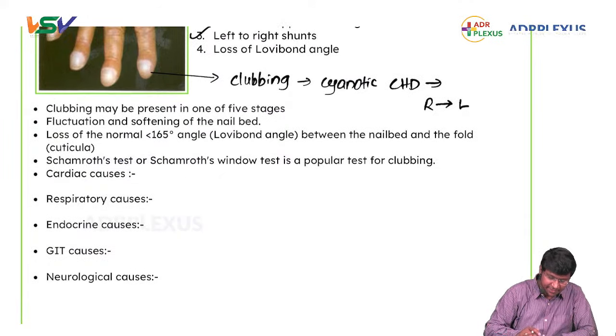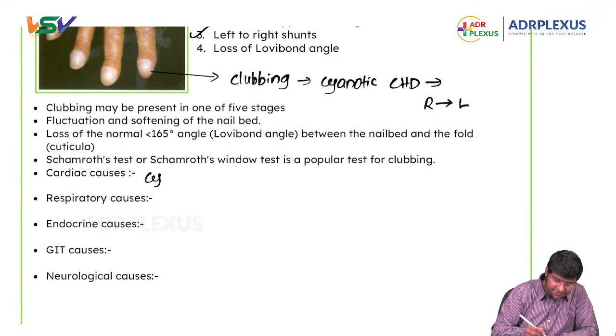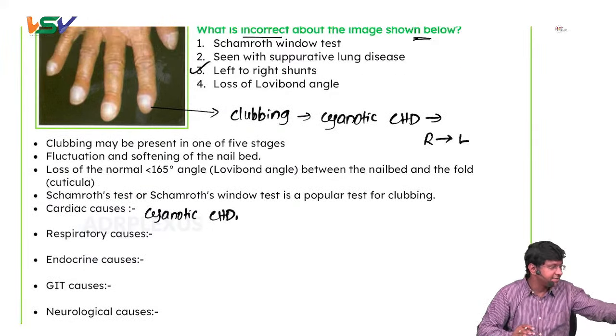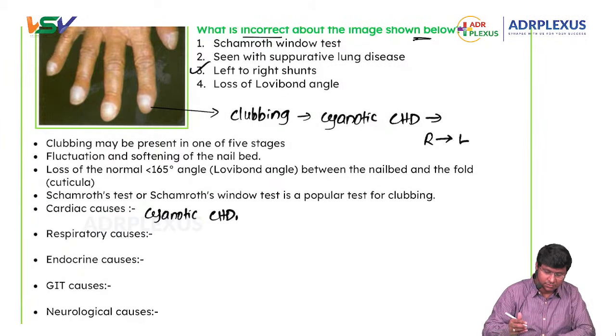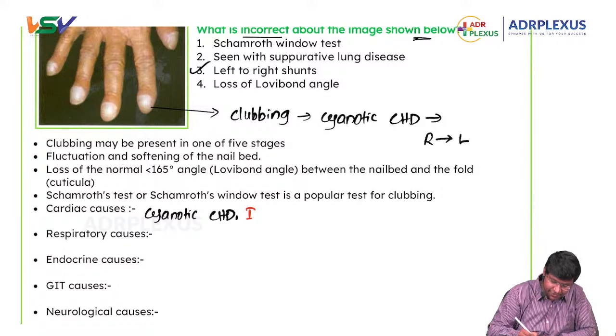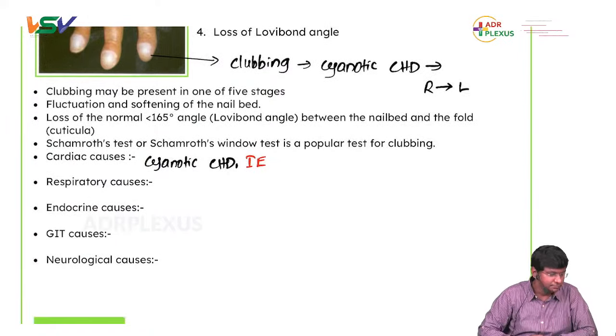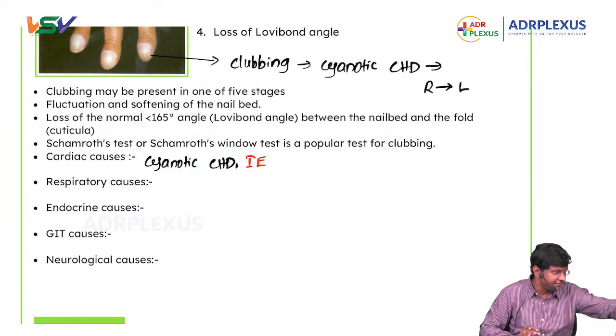Now tell me, what are the cardiac causes for the presence of clubbing? One is cyanotic congenital heart diseases. Any other cardiac causes? What are the other cardiac causes for clubbing? Very good, that is infective endocarditis. Okay, what are the respiratory causes for clubbing? Yes, very good Pranita, even atrial myxoma, good.